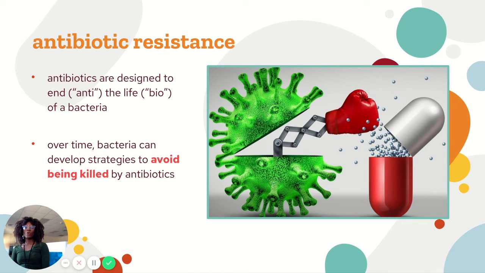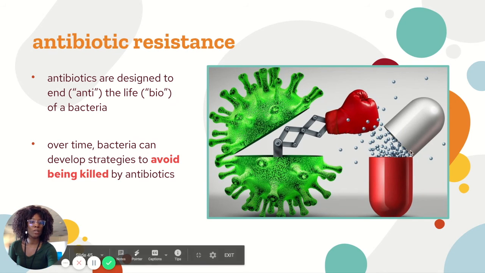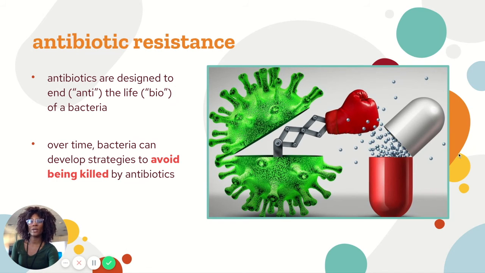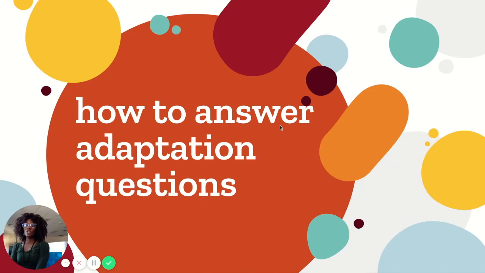Antibiotic resistance. Antibiotics are designed to end the life of a bacteria. So antibio, there it is again, B-I-O. Bio means life. So antibio means against the life of a bacteria. And over time, bacteria can actually develop strategies to avoid being killed by antibiotics. I'm just kind of introducing this because we will talk about the specific strategies in a later lesson, I think next semester. So this is the antibiotic, the pill, the drug, and this is the bacteria. As you can see, it's resisting the drug. So antibiotic resistance is a physiological response.